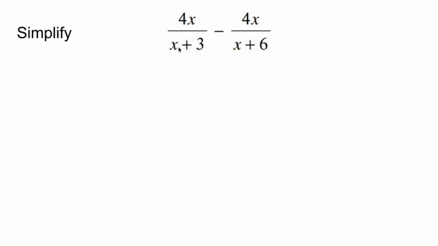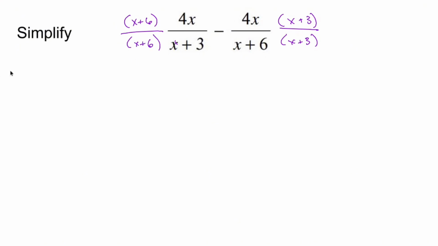Simplify 4x over x plus 3 minus 4x over x plus 6. If you're being asked to add or subtract fractions, the denominators have to be the same. Well, they're not. This is x plus 3, and that's x plus 6. Those are not the same. So the way you fix that is you take that denominator and multiply the other fraction by the denominator over itself: x plus 3 over x plus 3. Similarly, you take this denominator and multiply the first fraction by x plus 6 over x plus 6.